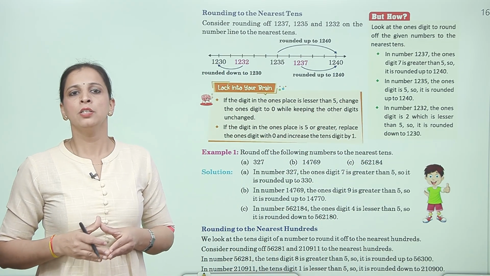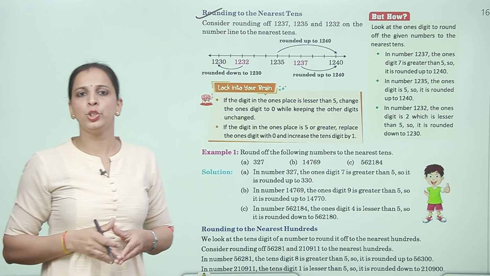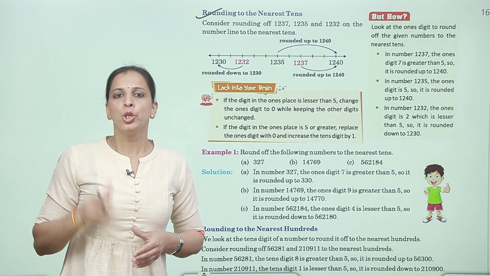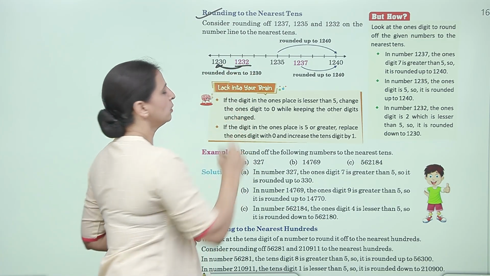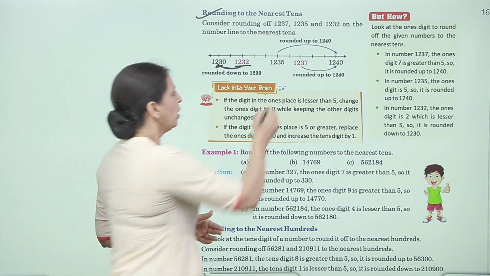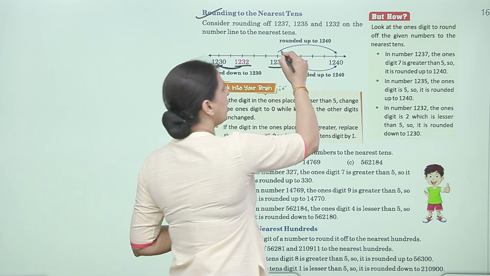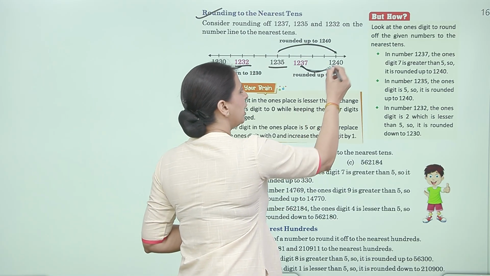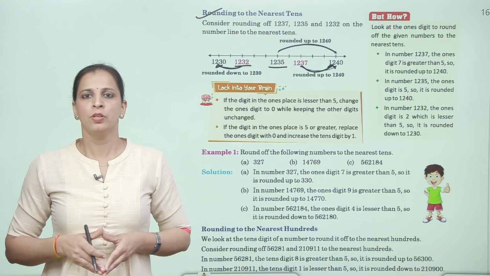Now rounding to the nearest tens. Consider rounding off 1237, 1235 and 1232 on the number line to the nearest tens. Now 1232 is near to 1230, so round it down to 1230. 1235 is in between the numbers, so round it up to 1240. 1237 is near to 1240, so round it up to 1240.